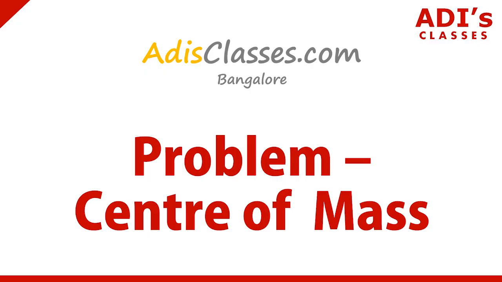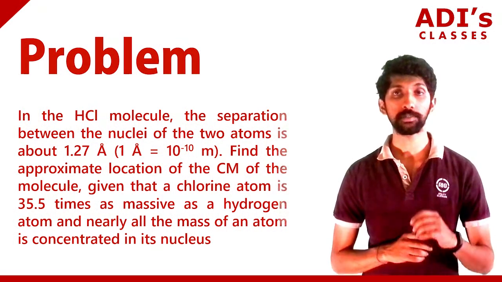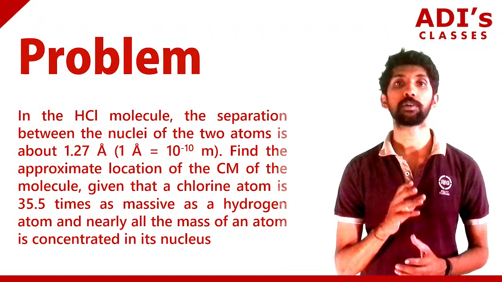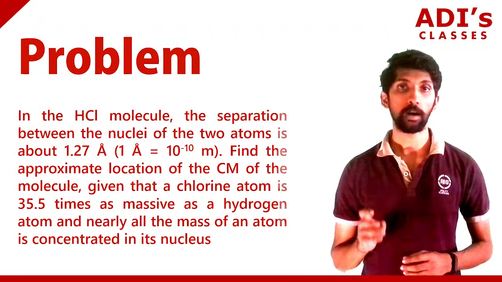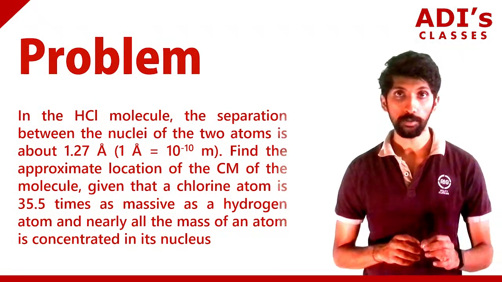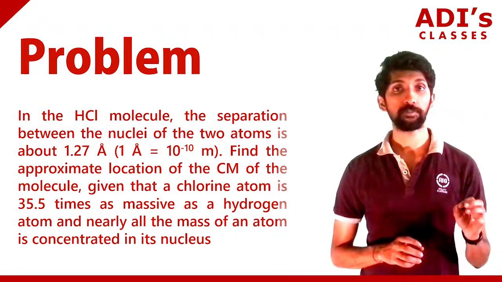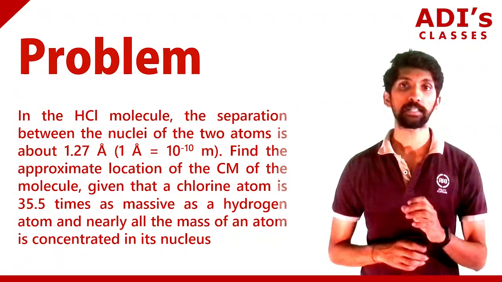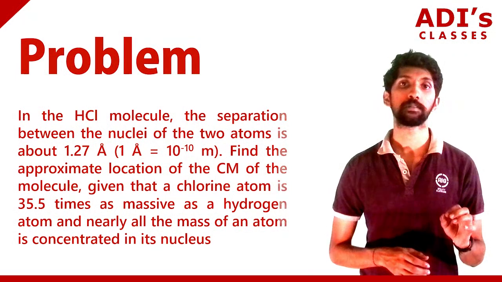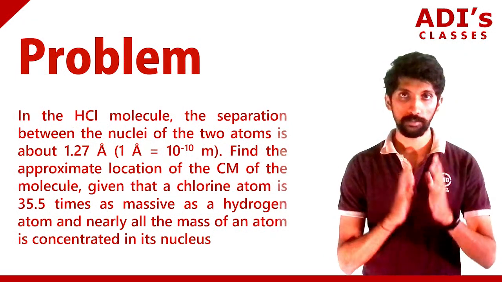In the HCl molecule, the separation between nuclei of the two atoms is about 1.27 angstrom. 1 angstrom is 10 to the power of minus 10 meter. Find the approximate location of the center of mass of the molecule. Given that the chlorine atom is about 35.5 times as massive as a hydrogen atom, and nearly all the mass of an atom is concentrated in its nucleus. Okay, so this is the given question.